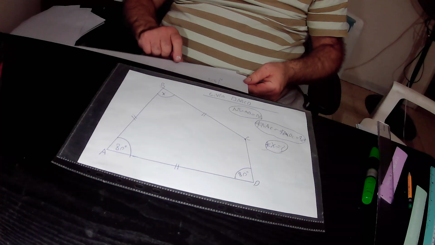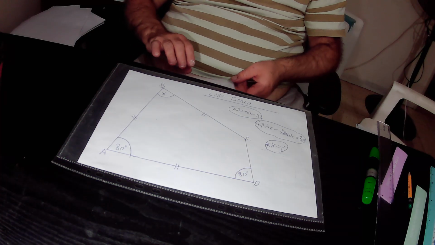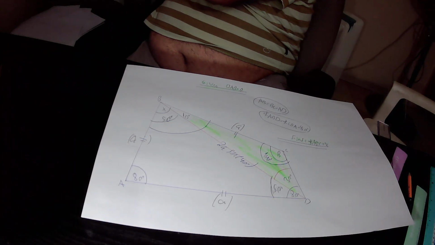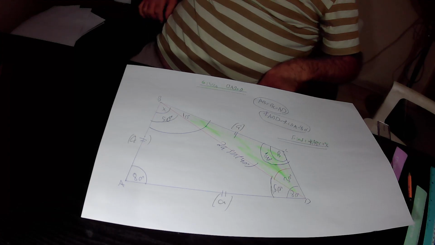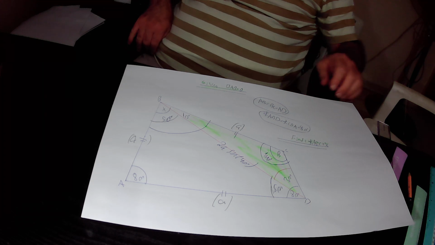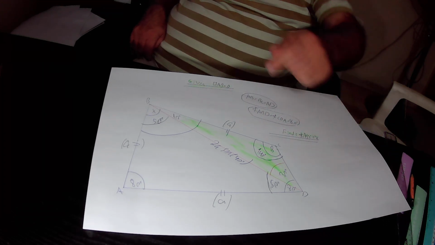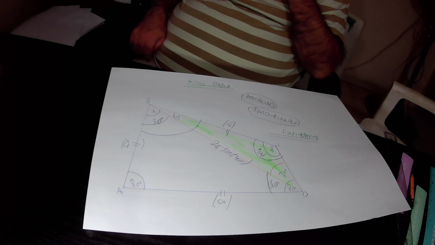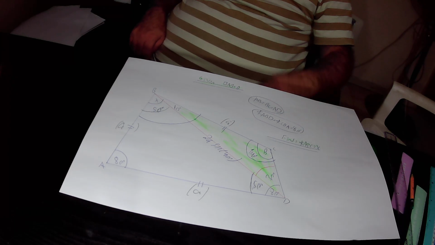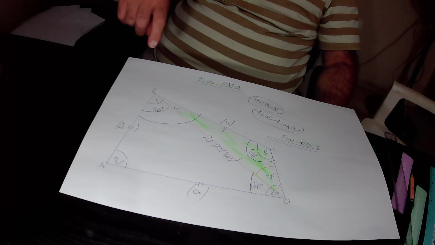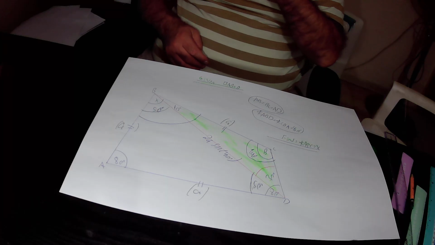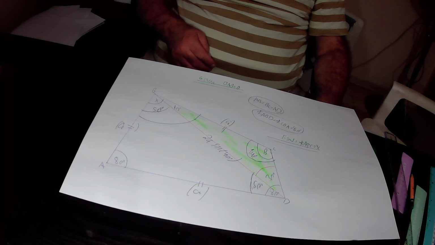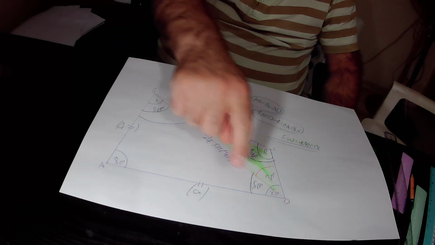So, first of all, we join points B and D together by a straight line. By joining points B and D, we divided quadrilateral ABCD into triangles. And in the next step, we focus on this triangle ABD.